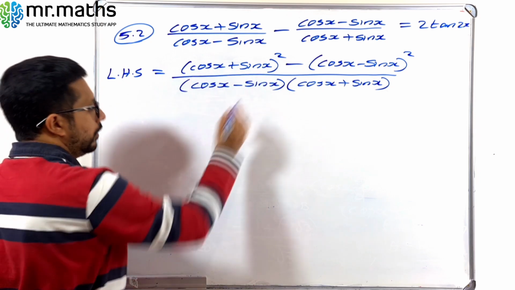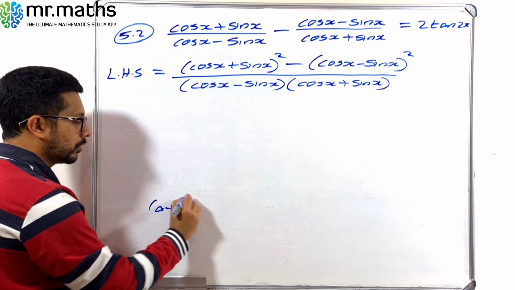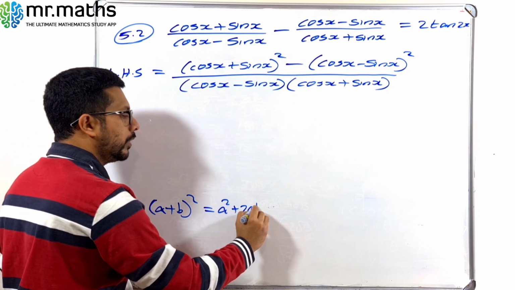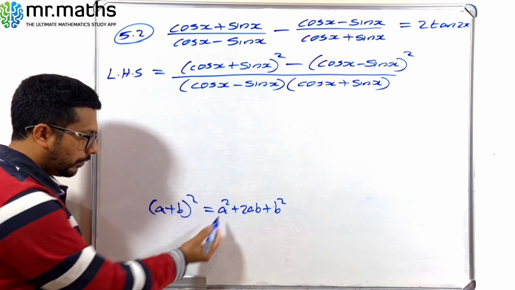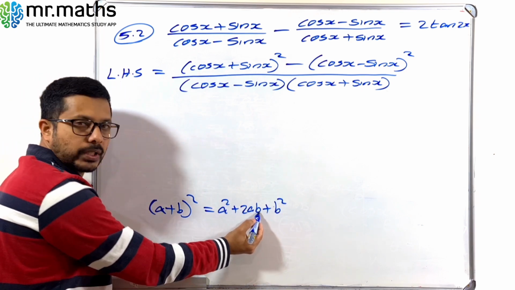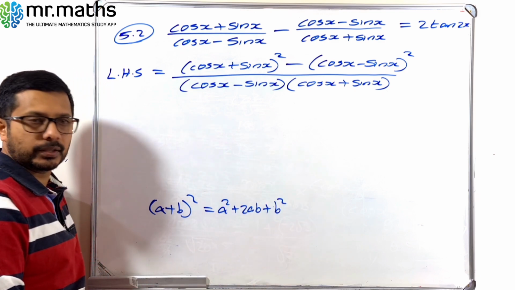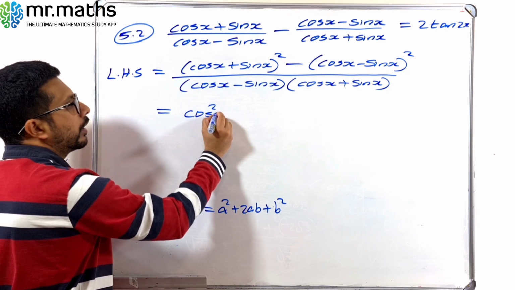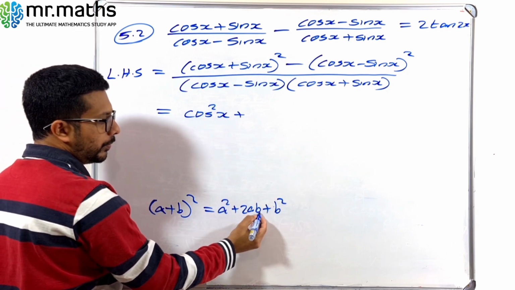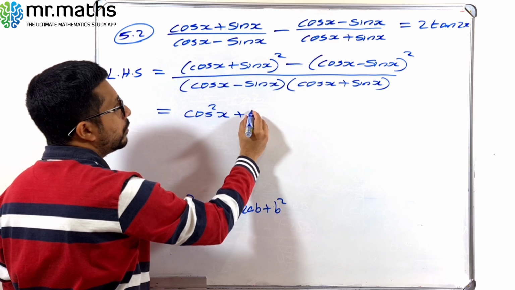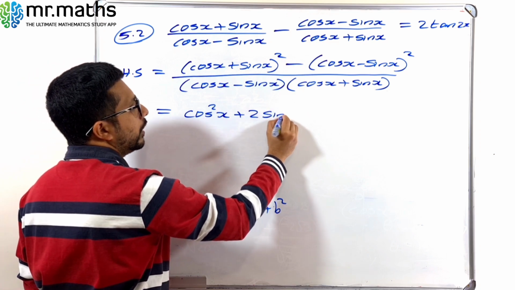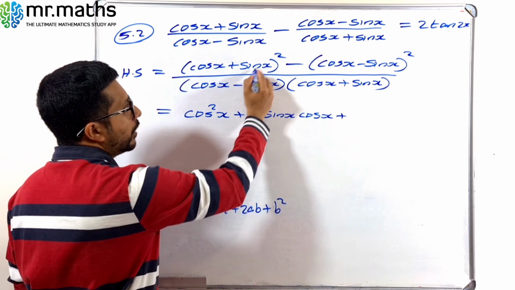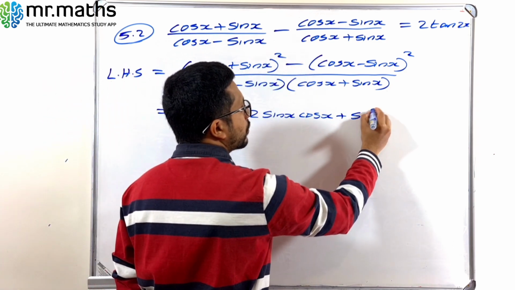What is this one? You know, it is a plus b the whole square. How are you expanding this one? It is a square plus 2ab plus b square. First term square plus 2 into first term into second term plus second term square. First term square, here first term is cos, so it is cos square x plus 2 into first term into second term, 2 into cos x into sin x, that is 2 sin x cos x plus b square, second term square, that is sin square.